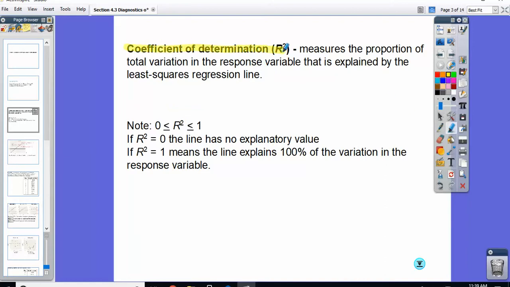So that's our coefficient of determination. What it's giving us is the proportion of the variation in the response that's explained by the regression line. It's telling us what percentage of the variability the regression line is giving us. It will always be between 0 and 1 because r fell between -1 and 1. If it's 0, that means it's not explaining anything. If it's a perfect 1, that means it's explaining 100% of the variation.